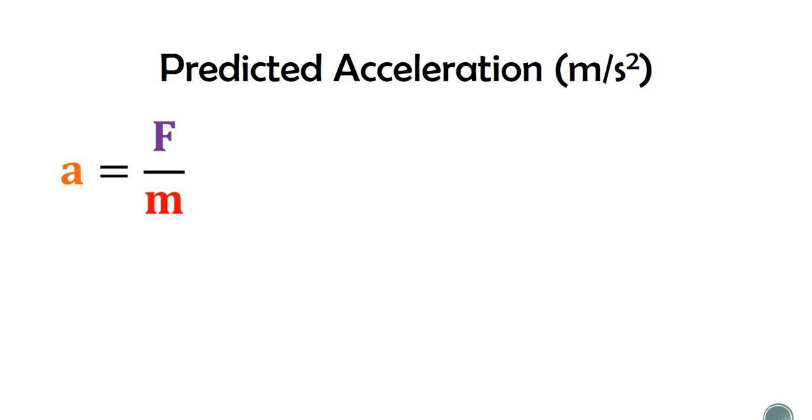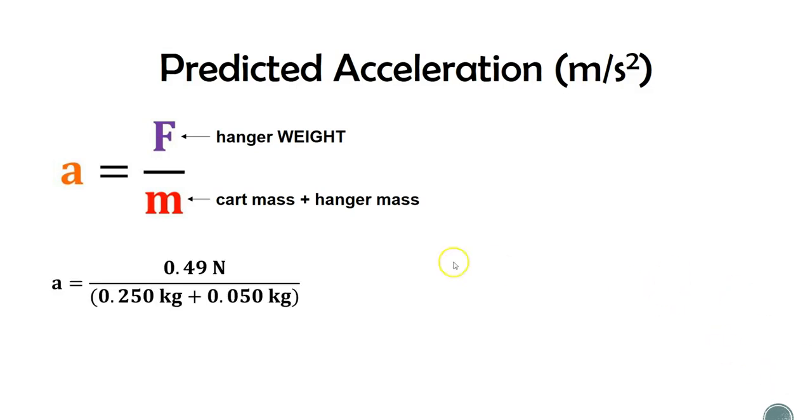So the next thing you were supposed to do was fill in your predicted acceleration being force divided by mass. And in this case, the force is the hanger weight, so what you just calculated. And the mass is the cart mass plus the hanger mass. So what that looks like is the weight of our hanger, 0.49 newtons or 0.5, depending on how you calculated it. And then on the bottom, our mass, 0.250 kilograms, that's the empty cart, plus 0.050 kilograms. So this is the cart, and this is the hanger. We add those together to get the mass of our system.